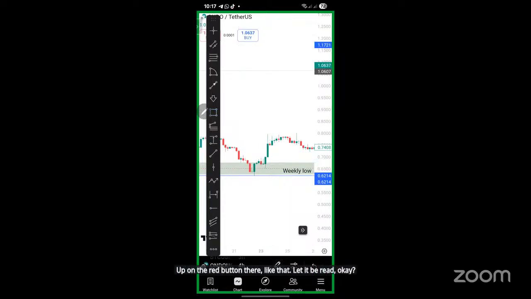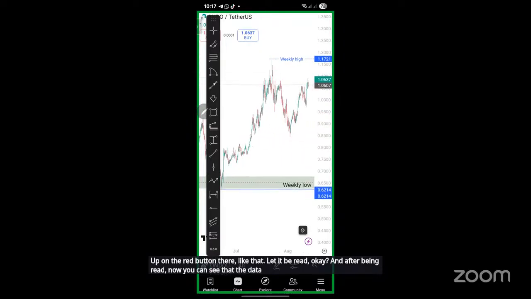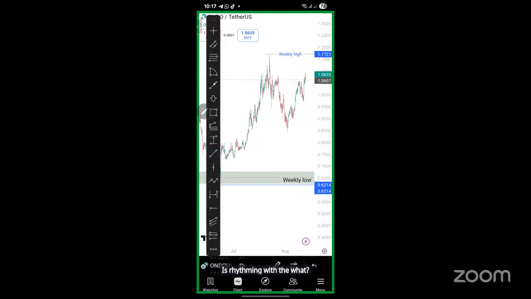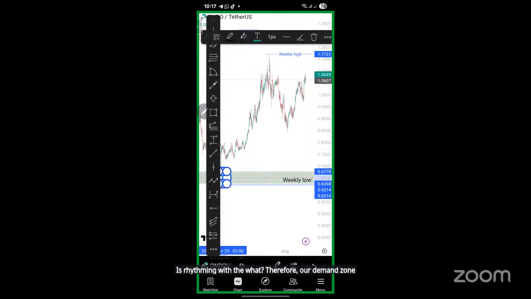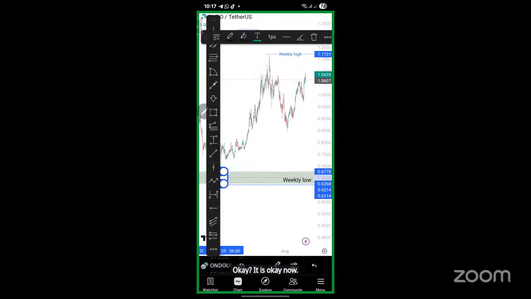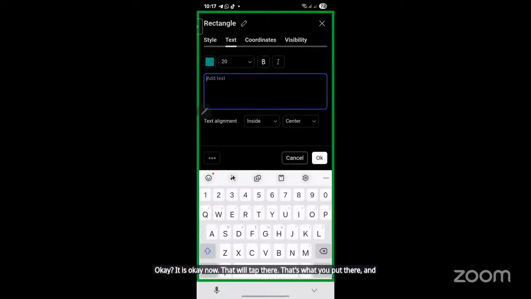After being red, now you can see that the 4-hour demand zone is rhyming with the what? The weekly. Okay, it is okay now. Double tap there and say 4-hour demand zone. 4H demand zone.